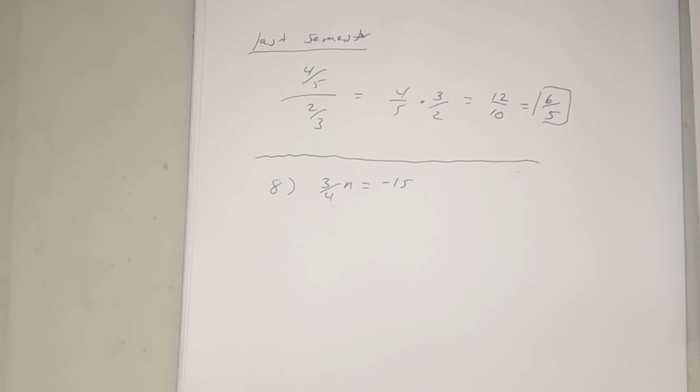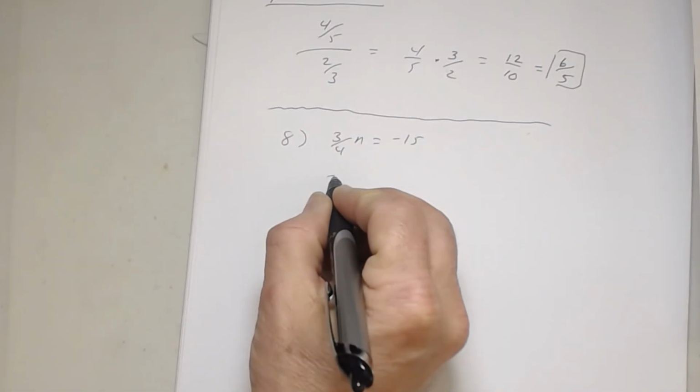Okay? So what is the next step you're going to do? Divide by 3/4 on each side. Divide both sides by 3/4. So here's how it's going to look.